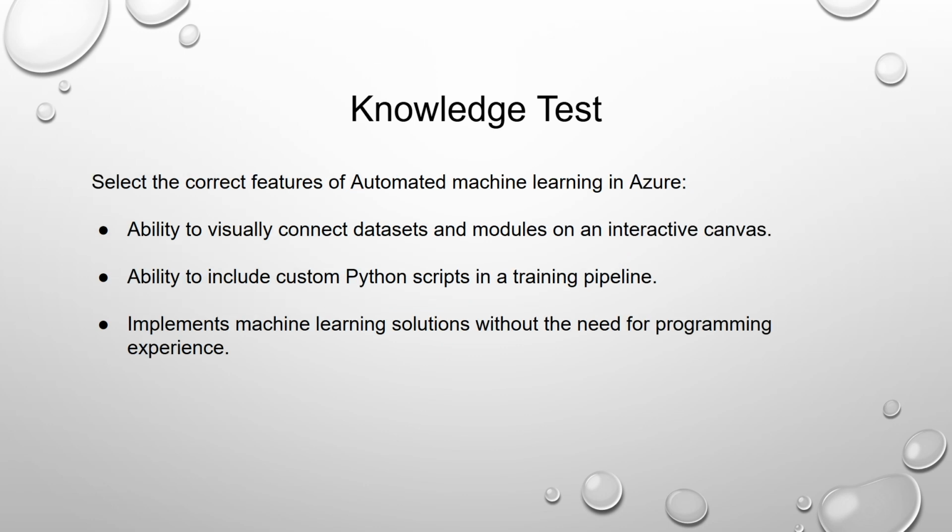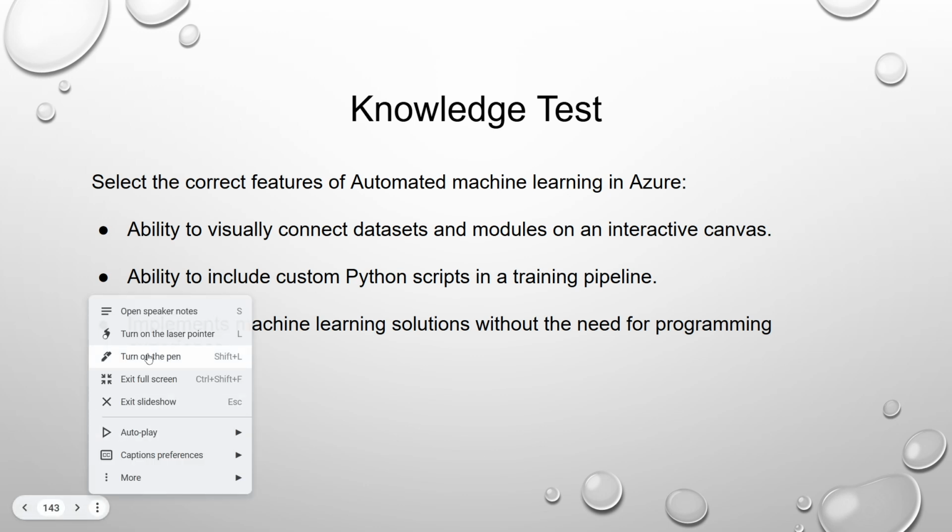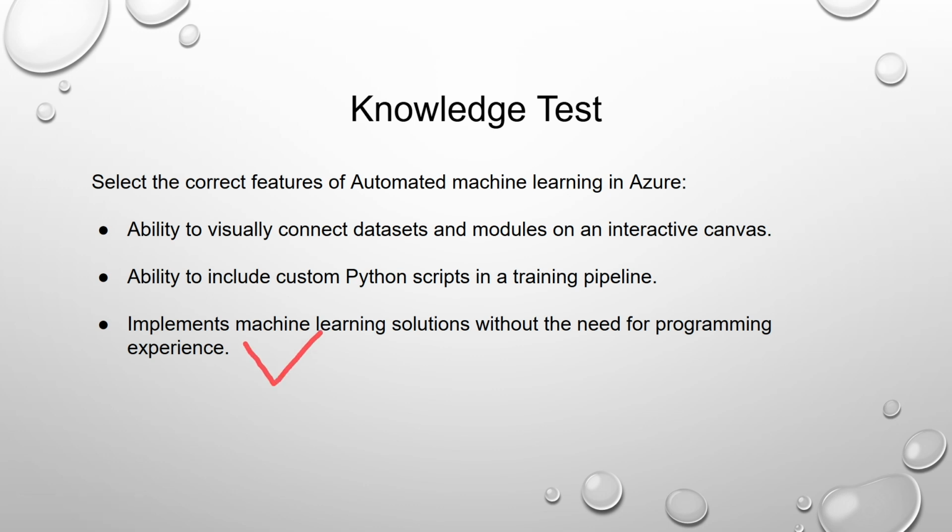Next question, select the correct features of automated machine learning in Azure. Ability to visually connect datasets and modules on an interactive canvas. That is the feature of Machine Learning Designer, not automated machine learning. Ability to include custom Python scripts in a training pipeline. Again, not a feature of automated machine learning. Implements machine learning solution without the need for programming experience. So that is what automated machine learning offers: we can implement a machine learning solution without the need for programming experience.